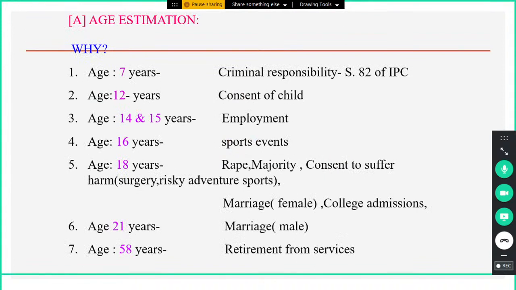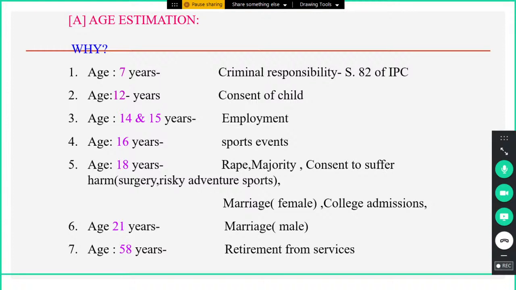Now age estimation. Why do we estimate age? This is for the medico-legal significance. You can read in your textbooks the importance of age 7, criminal responsibility. What do you mean by criminal responsibility? It means if a 7-year-old child pulls a train chain, he is criminally responsible for his act. If a 5-year-old child, while playing, pulls the chain of the train, his or her parents are responsible for the act.